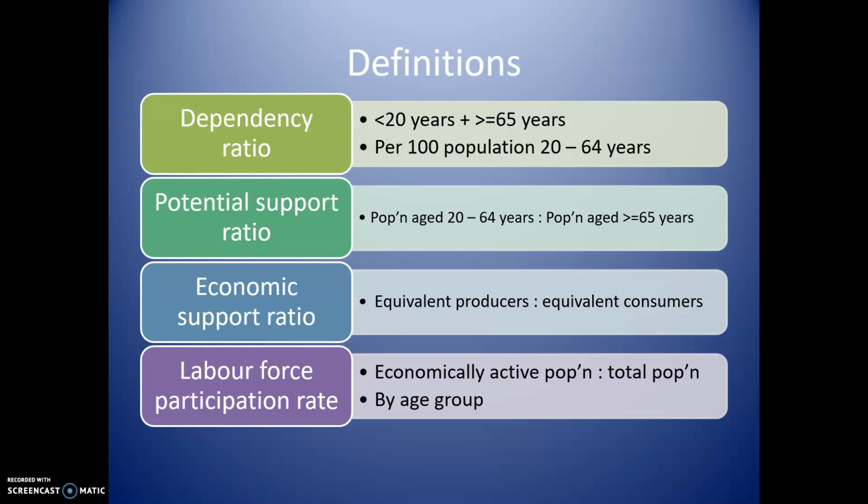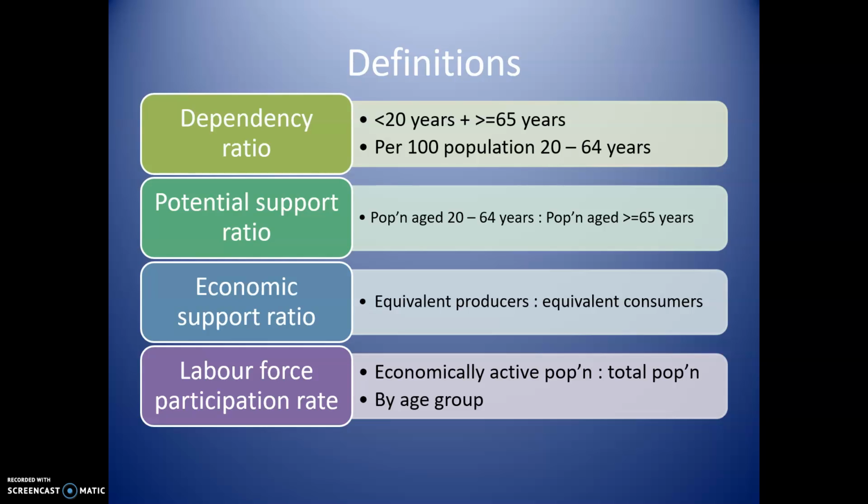So, these ratios are often used by economists and sociologists when describing populations and the impact of aging on a population. So let's start with the dependency ratio. The dependency ratio really talks about the percentage of the population that we consider within the productive, working, economically active age group compared to those on either end of the spectrum who are likely to be not working. So it's a ratio of people aged less than 20 and more than or equal to 65 years old compared to the number 20 to 64 per 100 population.